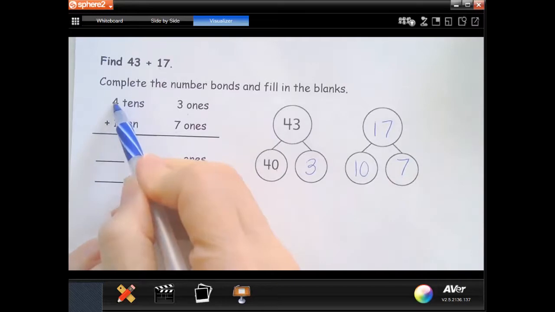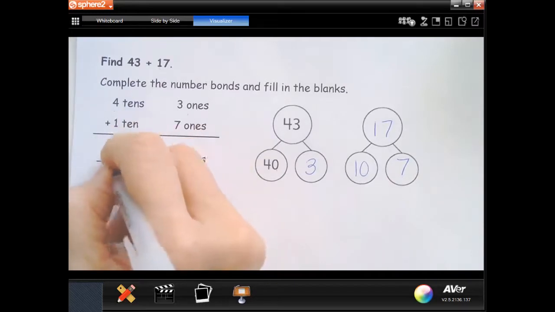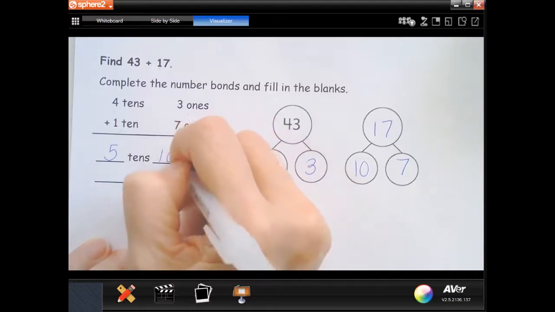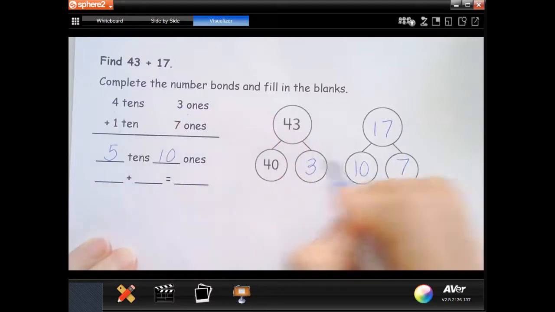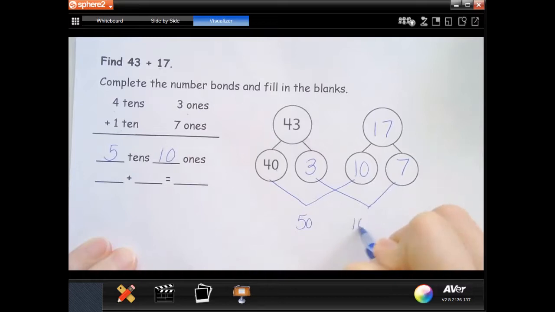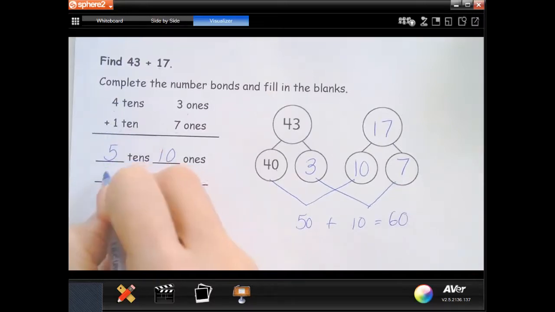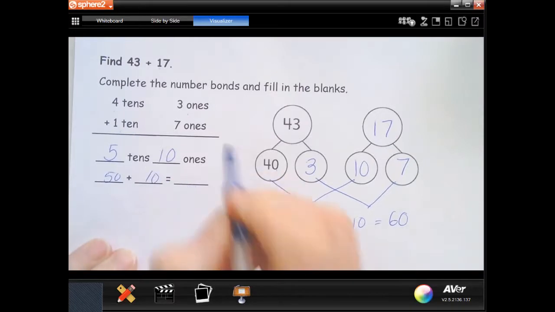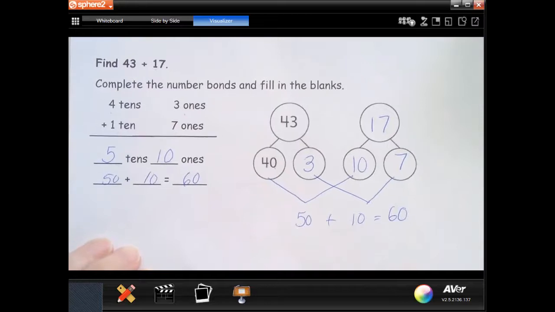So now 4 tens and 1 ten equals 5 tens. 3 ones and 7 ones equals 10. So I have 40 plus 10 equals 50. 3 plus 7 equals 10. What is 50 plus 10? 60. So 5 tens, 50, plus 10 ones equals 60. That one was a little bit easy because tens are friendly numbers.